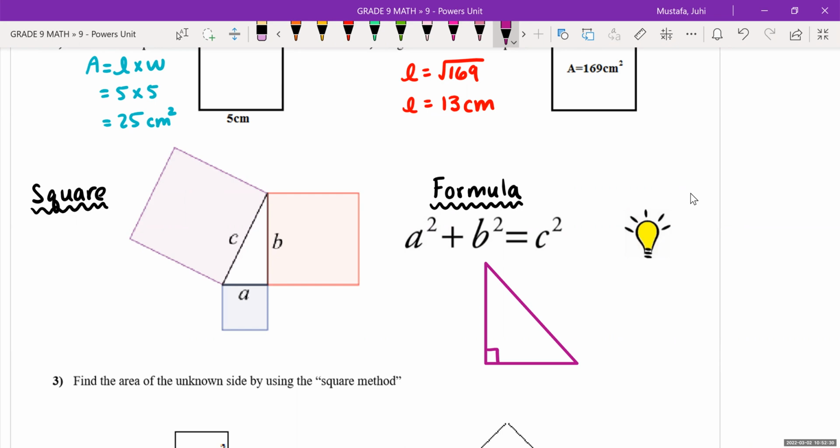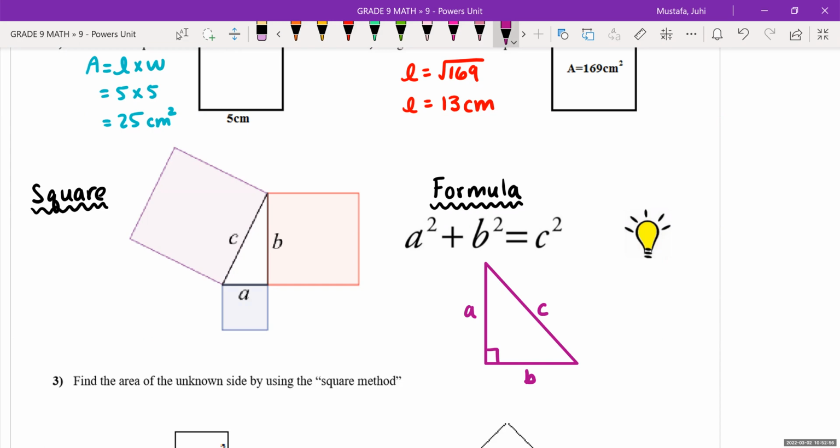When you are labeling your right angle triangle, you're going to call the 2 smaller side lengths A and B. It doesn't matter where you put the A and the B. You can put them AB or BA. What is important is that you label the longest side. Does anyone know what that long side is called? Yes, the hypotenuse, which is always the longest length in a right angle triangle. You're going to label that C.